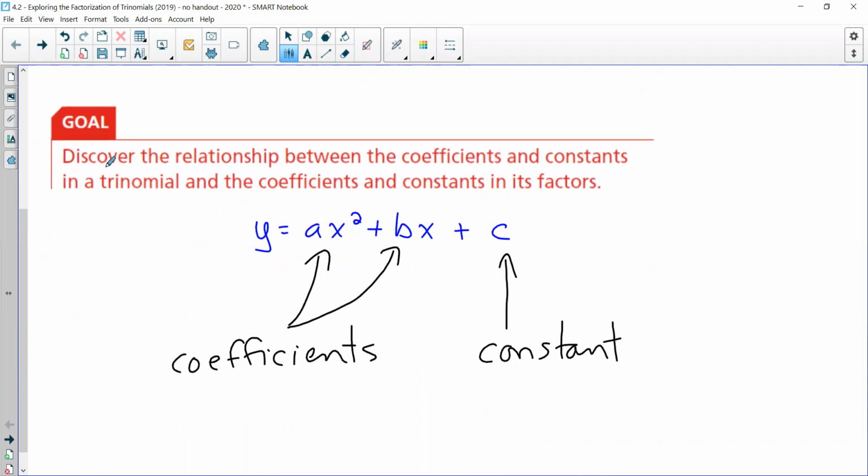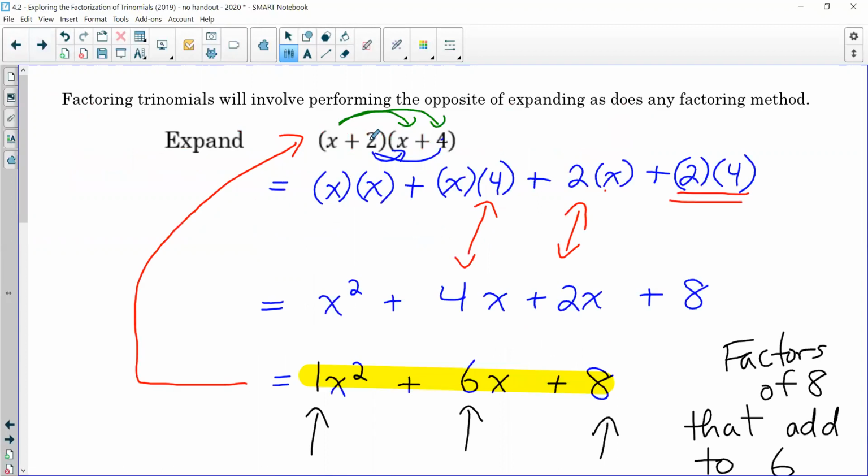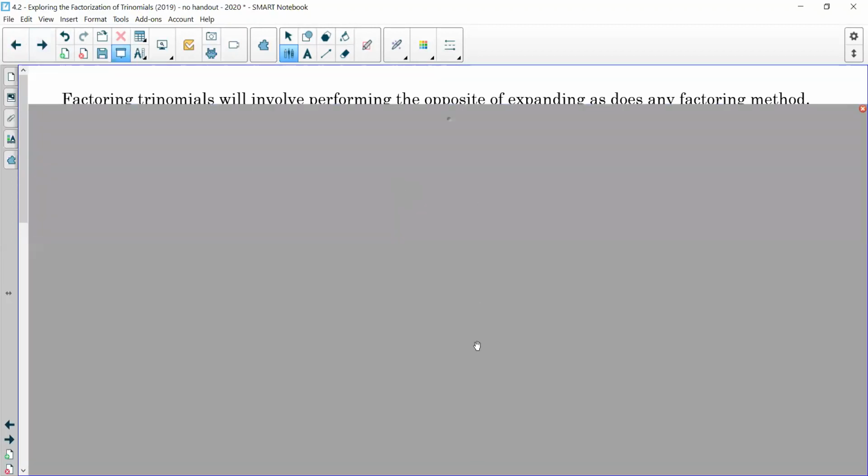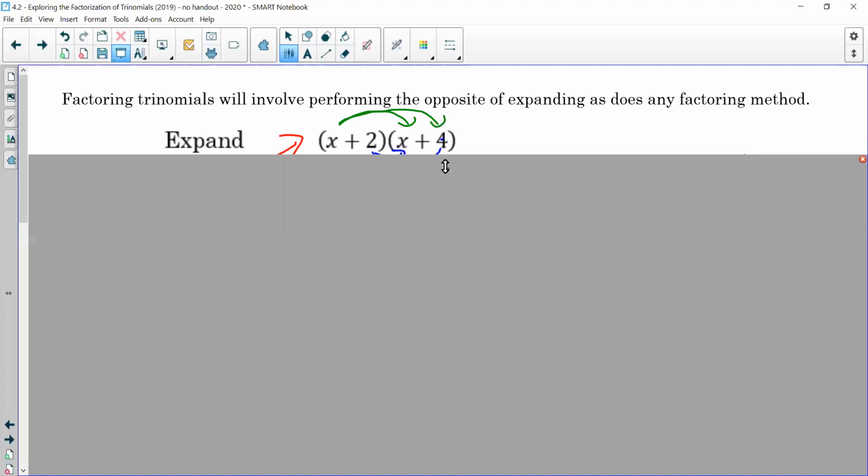So the goal is to discover the relationship between the coefficients, which are values placed in front of variables, typically to the left, and constants, which are just values that are part of the expression, but just numbers all by themselves, in a trinomial, which means they have 3 different terms. So something with an x squared, something with an x, and then your constant on the end. All right. Okay, so in this particular case, we have a situation where we're going to take a look at the distributive property to help us determine what this pattern is.